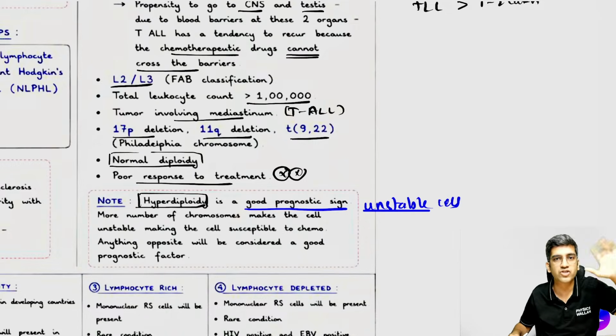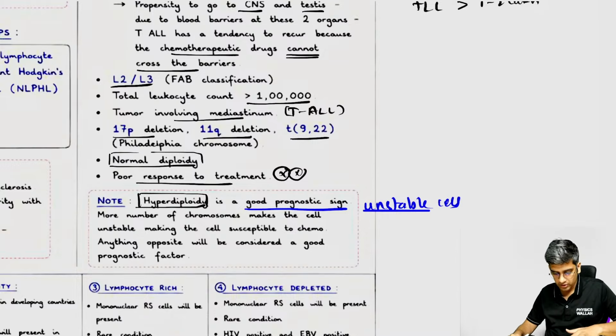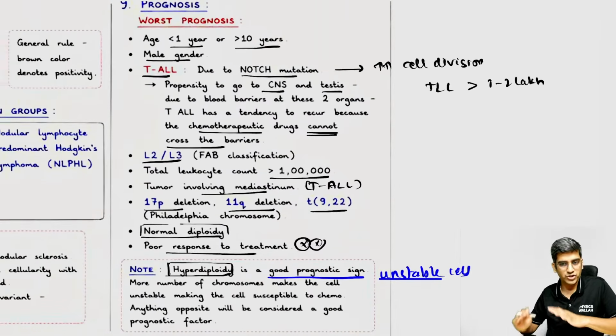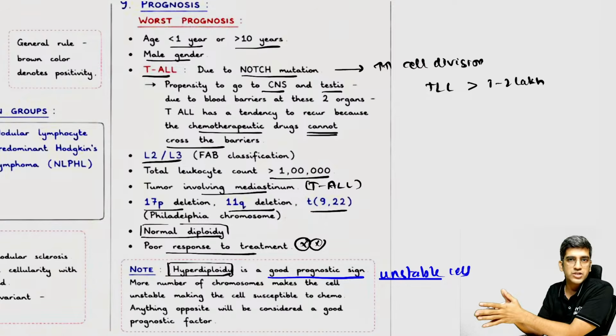Like P53 is bad, MLL gene is bad, hyperdiploid is always good. Fine. Okay. That's about your ALL pathogenesis. We saw only the worst prognosis. If they ask a comparison, write the good prognosis.